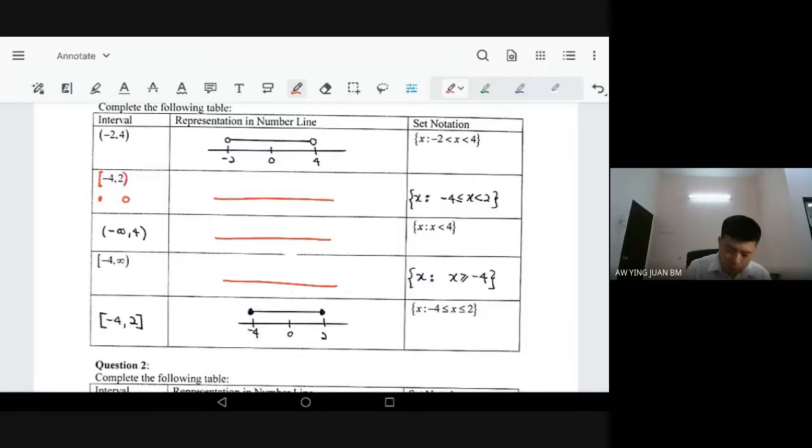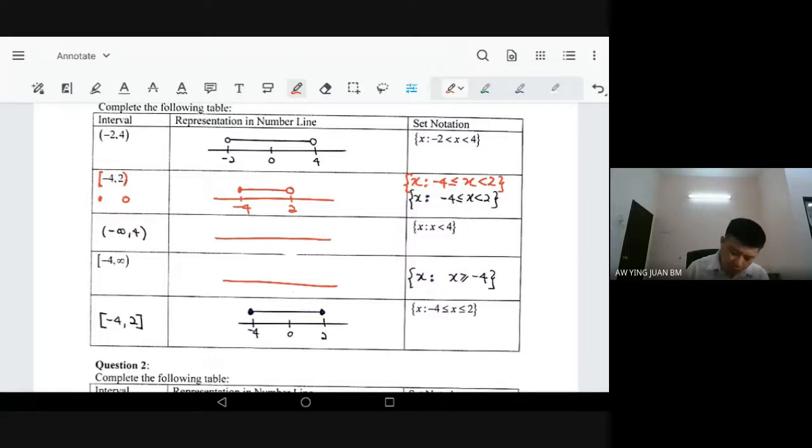So locate the numbers on the number line where we have -4 and 2. Next, filled circle, empty circle, connected with the line. So here we have the real number line. The one on the right is the set notation: the value of x such that x is greater than or equal to -4 and x is less than 2. So this is what we call the set notation.